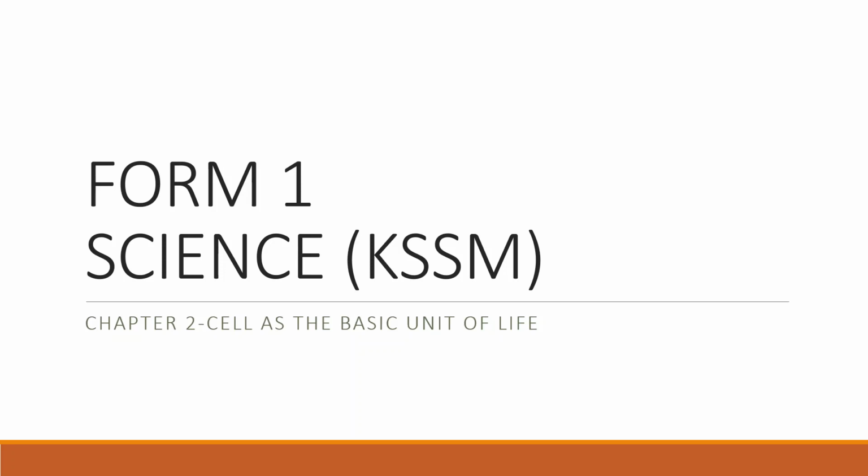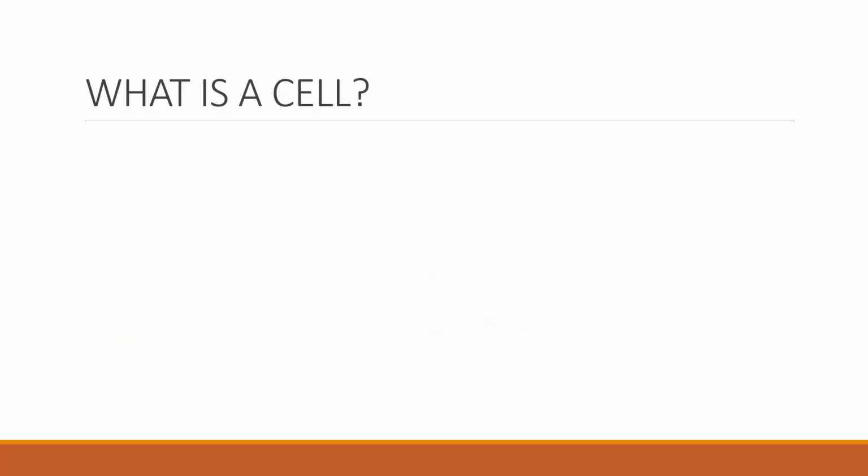Hello everyone, today we'll be learning from Form 1 Science Chapter 2, Cell as the basic unit of life. So first of all, we need to know what is a cell. In general, cells are the basic unit of life. Any kind of life that you can see around you, it can be humans, animals, plants, or literally anything living. It might be a microorganism or literally anything you can think that is alive.